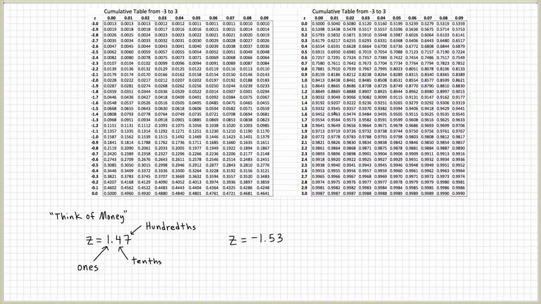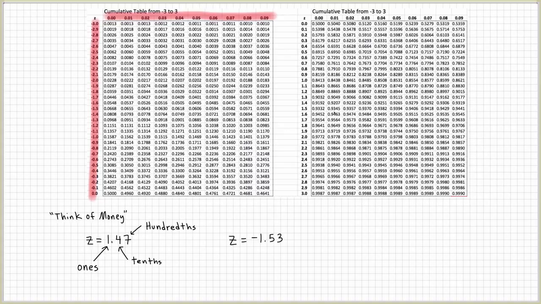Okay, now let's try a z-score of negative 1.53. Think of it again as negative $1.53. So we're going to focus on the left side of the table. We have the hundreds place, 1 cent, 2 cents, 6 cents, and so forth. And then the ones and tens column, right? Which you can see is negative $2.10, negative $1.60, and so forth.